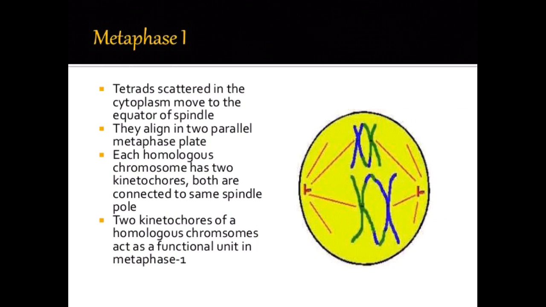Now see the metaphase 1. Tetrads scattered in the cytoplasm move to the equator of the spindle. They align in 2 parallel metaphase plates. Each homologous chromosome has 2 kinetochores. Both are connected to the same spindle pole. 2 kinetochores of homologous chromosomes act as a functional unit of metaphase 1.